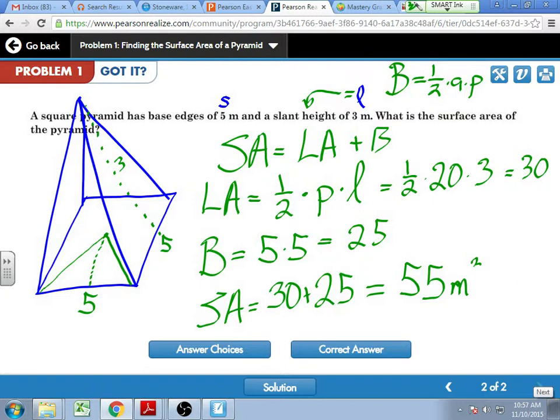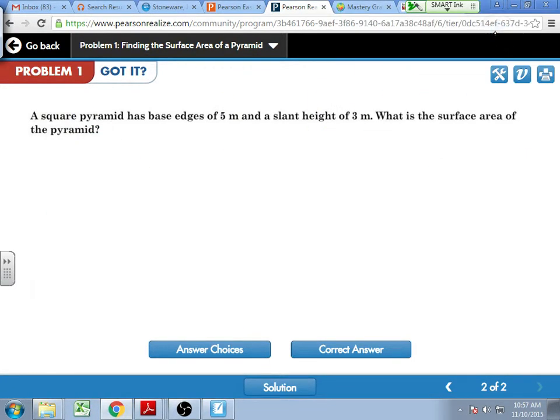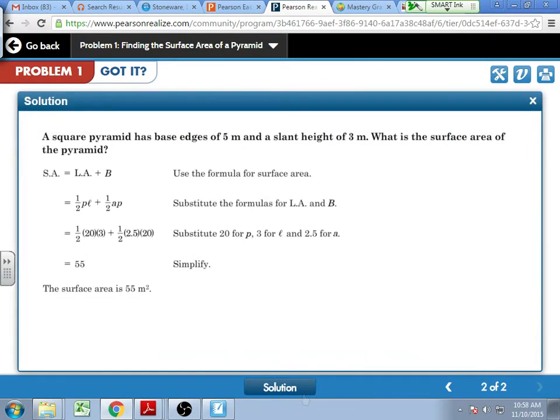Label it. Some of you guys are having big issues with remembering labels. And just for good measure, let's show the solution. They found the apothem, but we don't need to. That's like, what math can you do versus what math do you need to do?